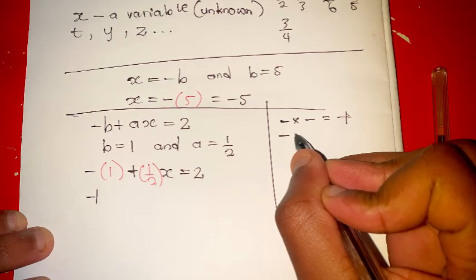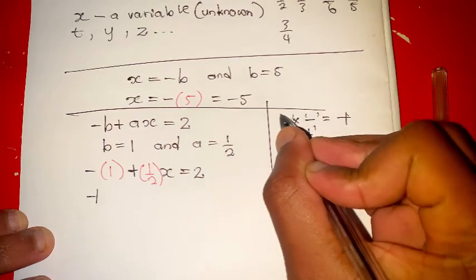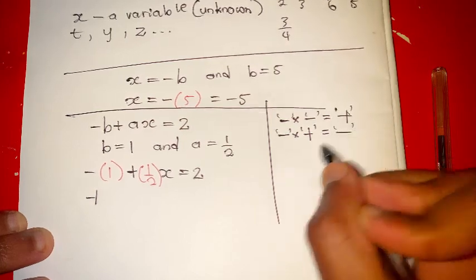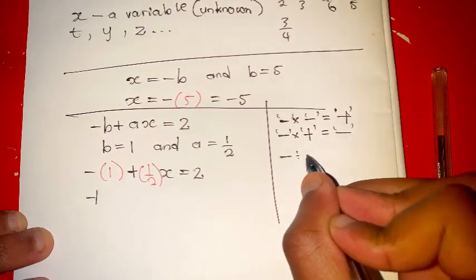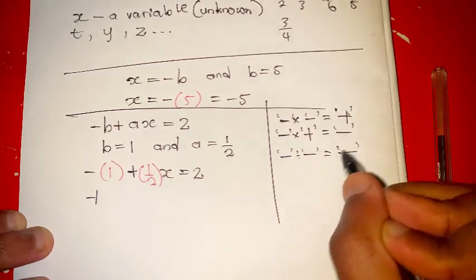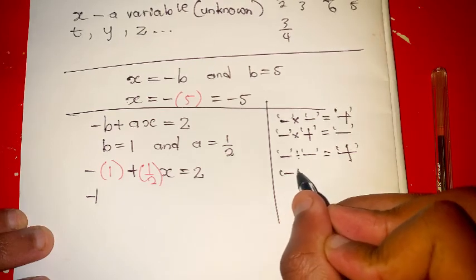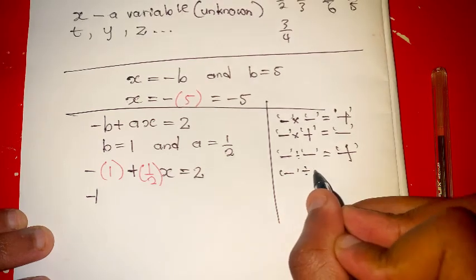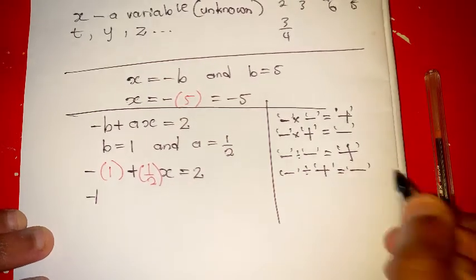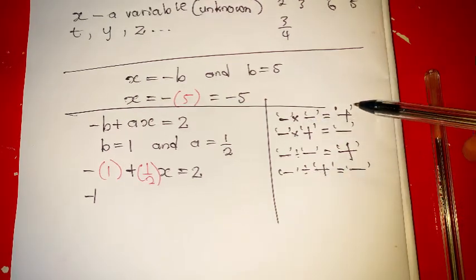Negative multiplied by positive is negative. Negative divided by negative is positive, sorry. And negative divided by positive is negative. So whenever they're not the same and you're either dividing or multiplying, you will get the opposite.